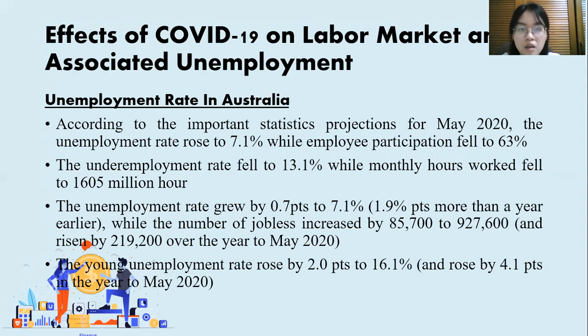1,605 million hours. The unemployment rate grew by 0.7 PTS to 7.1, 1.9 PTS more than a year earlier, while the number of jobless increased by 85,700 to 927,600, and risen by 219,200 over the year to May 2020. The young unemployment rate rose by 2.0 PTS to 16.1 PTS and rose by 4.1 PTS in the year to May 2020.